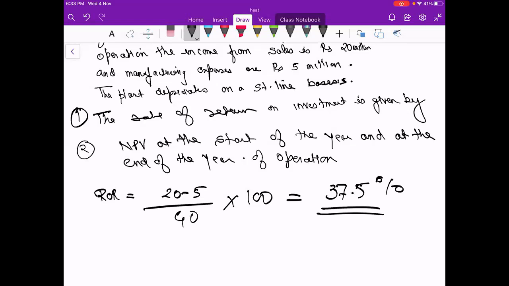If it is mentioned in the question that you have to take profit after income tax, then you have to calculate that. So in this question, they have not mentioned anything. They have just written that the rate of return on investment is given by.